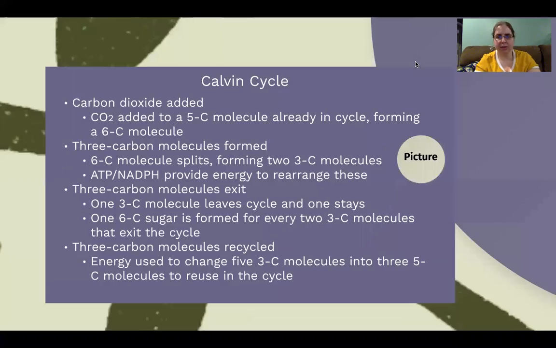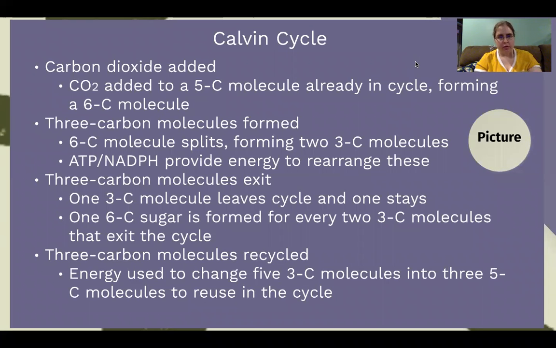All right, so let's talk about the Calvin cycle. This is where the carbon dioxide comes in. It is added to a 5-carbon molecule that is already present within the cycle. It's left over and has been recycled from the last photosynthesis. Carbon dioxide attaches to it to form a 6-carbon molecule. Now we're going to split it to form 2 3-carbon molecules.